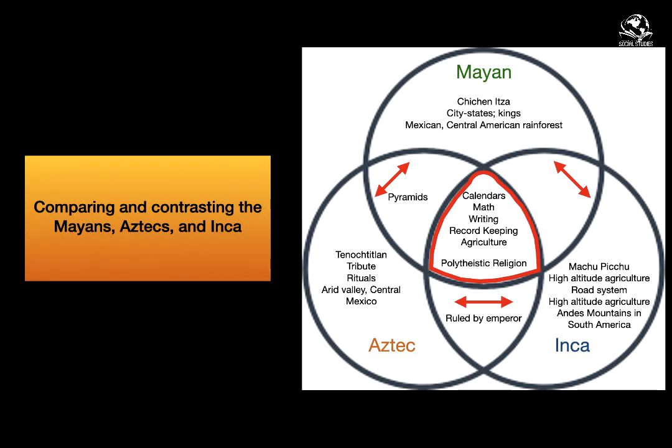Okay, this is the last thing, but this might be the most important of all. So I would highly suggest that you revisit this Venn diagram as much as you need to. So this is comparing and contrasting the Mayans, Aztecs, and Inca. If you don't know what a Venn diagram is, each circle, there are three, represents one of these three civilizations. So one circle, the one at the top, is the Mayans, the one at the bottom left is the Aztec, and the one to the bottom right is the Inca. They're overlapping. So in the middle, what I've highlighted in red, is what all of them have in common. Calendars, math, writing, record keeping. They all have some type of agriculture, and they all have polytheistic religion.